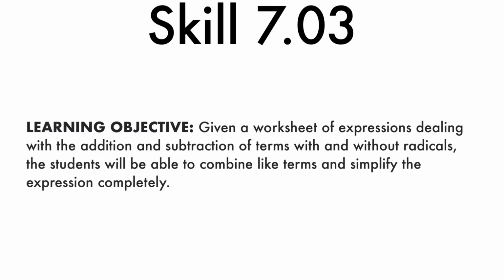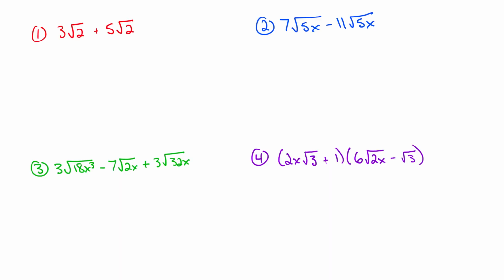In section 3 of chapter 7, we're going to continue with where we left off. We've been dealing with radicals, the multiplication of radicals, simplification of radicals. Now we're going to deal with the addition and subtraction of radicals. I only have one slide of notes because the way we add and subtract radicals is relatively simple.